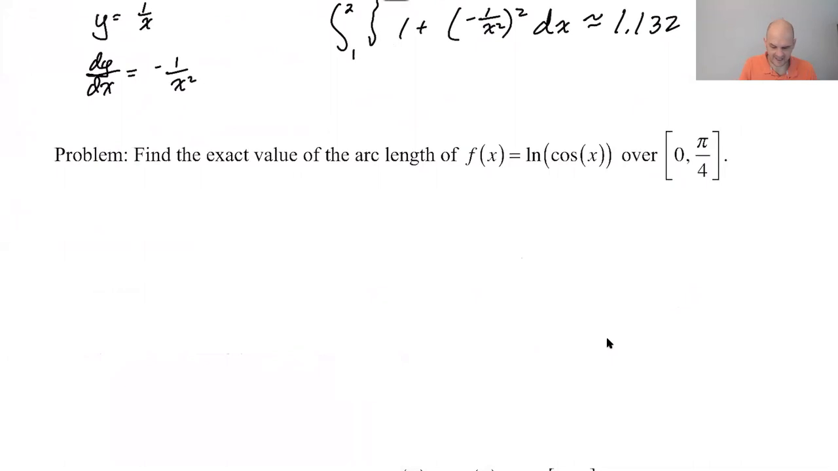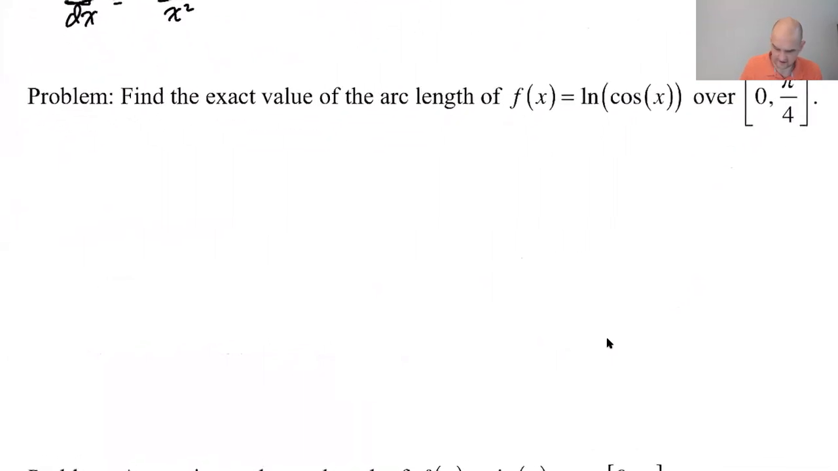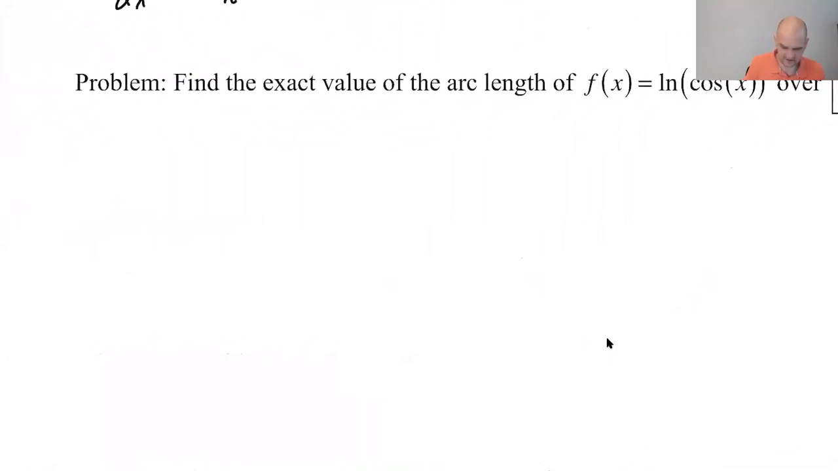All right, find the exact value. So this must be clever somehow, because if you can find the exact value, something magical must happen. Arc length of this thing from 0 to pi over 4. All right, so let's see. We need dy/dx. So f prime of x is going to be 1 over cosine times the derivative of cosine. So negative sine over cosine. Okay, so that's negative tangent.